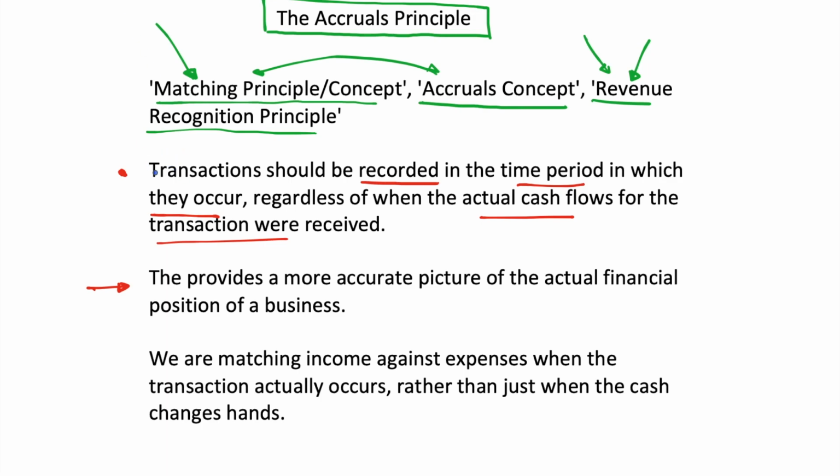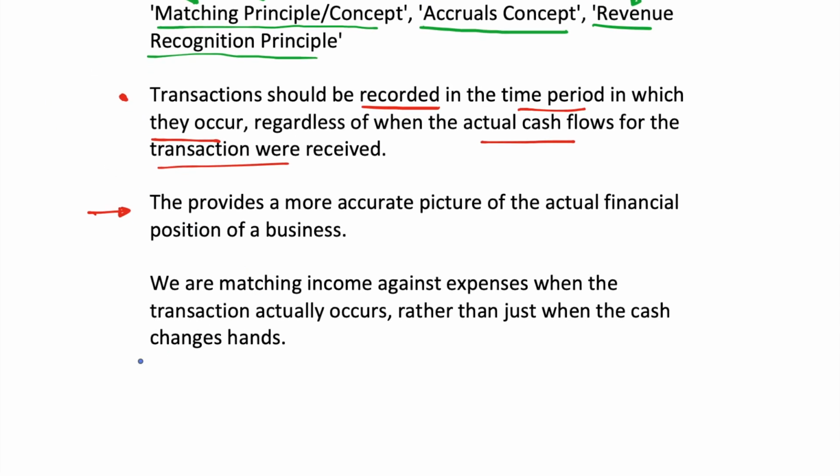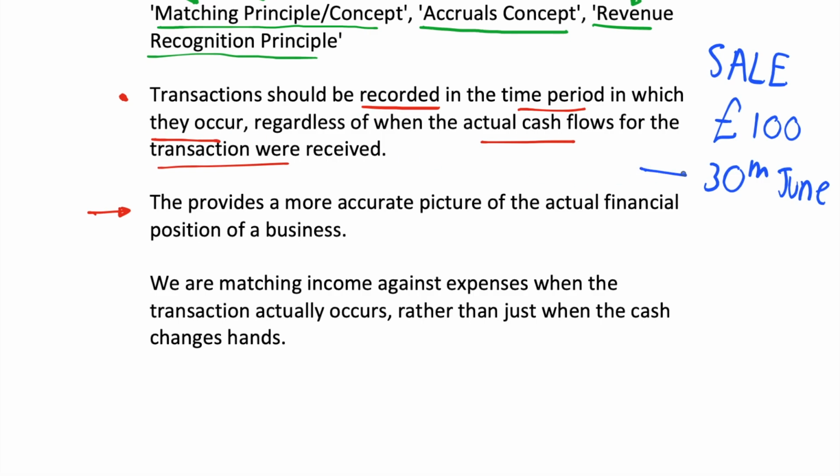So if we look in a bit more detail and try to think of what this actually means, let's consider that we have some sort of business transaction, and the most obvious one may be that a business makes a sale. Let's say we sell some goods for £100 on the 30th of June. What the accruals principle says is that this sale should be recorded in the time period in which the sale occurs, i.e. on the 30th of June. And this is regardless of when the actual cash flows for the transaction were received.